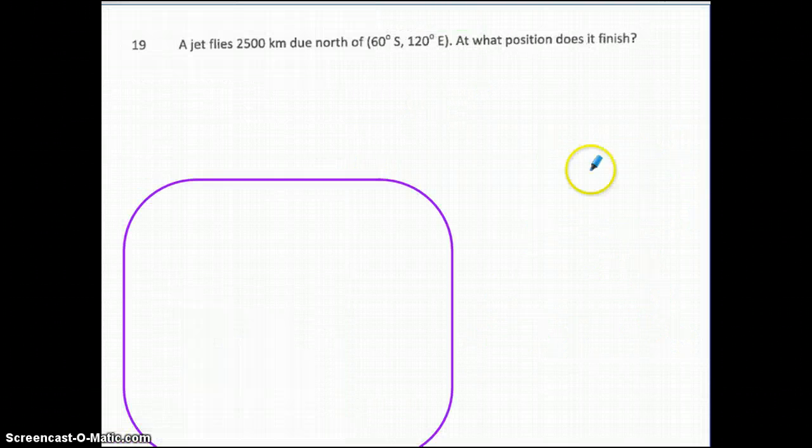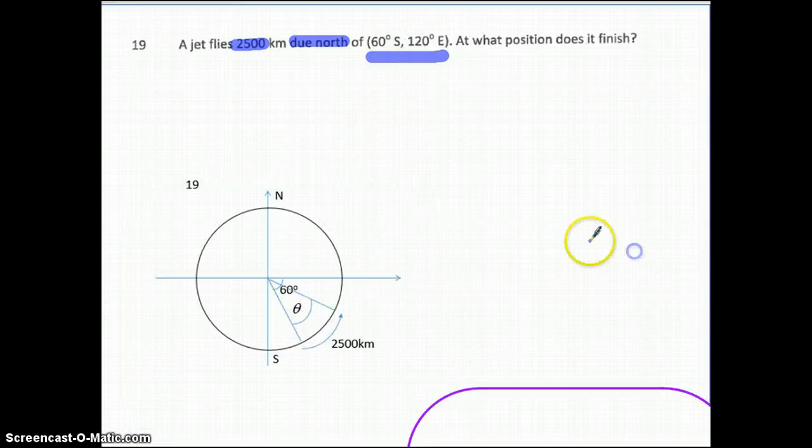Okay. Last question's a bit different. Question 19. This time we are told that it's flying due north, so we know it's travelling along a meridian of longitude. We're also told it travels 2,500 kilometres, and we're also given its starting point here. So we know it starts at 60 south and then goes somewhere north, and for a distance of 2,500. Here's the diagram we can draw. So we start at 60 degrees south, it's down here. We travel for 2,500 kilometres north. We don't know what that angle is, but we can work it out, and then we can use that to find out where it is exactly that we finish.